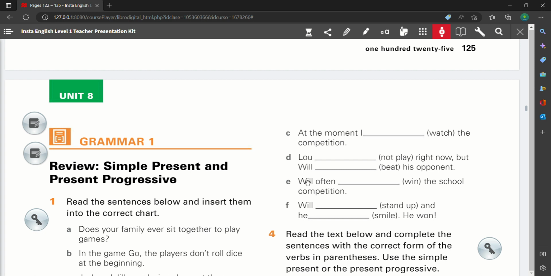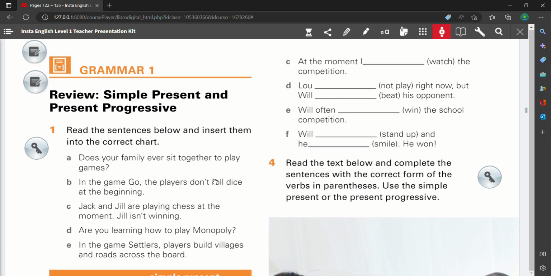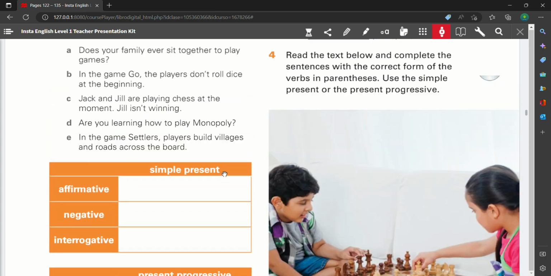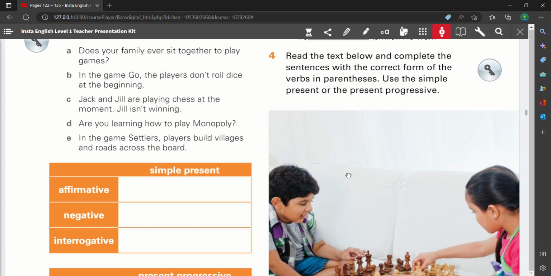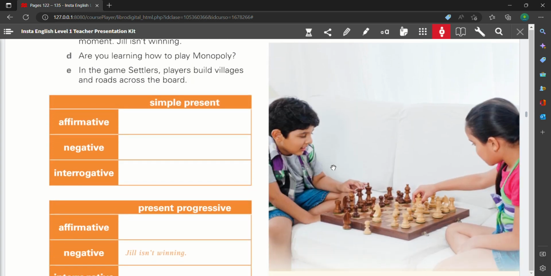Time expression: Will often wins the school competition. Will is standing up and he's smiling. He won. Okay, this is the activity for the grammar session. Let's continue with activity number 4. Read the text below and complete the sentence with the correct form of the verb in parentheses. Use the simple present or the present progressive.